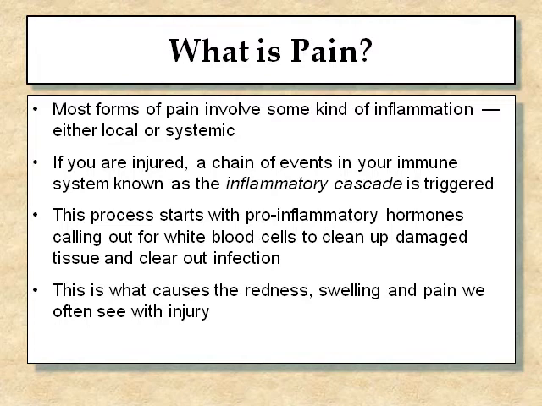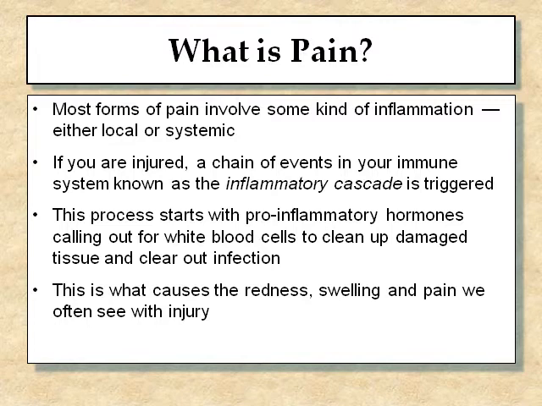So let's take simple pain and injury, something that we all understand. There's a chain of events that happens in your immune system known as the inflammatory cascade. And this gets triggered when you get injured. And we all know this. You bump into something, there's a bruise.